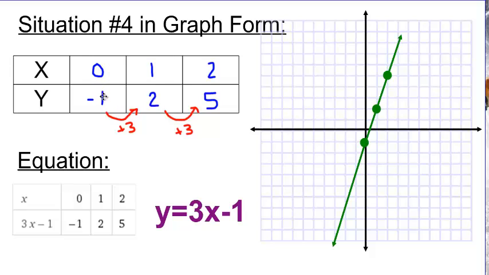have to subtract 1. Similarly, 1 times 3 is 3, well, that's too many, so we have to subtract 1. And 2 times 3 is 6, so we have to subtract 1 to get down to our given y value of 5. Again, you can compare the two tables and see that y is in the same location as 3x minus 1 in the lower table, and that gives us our equation y equals 3x minus 1.